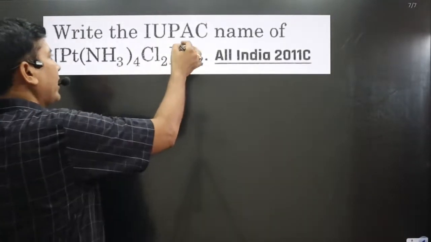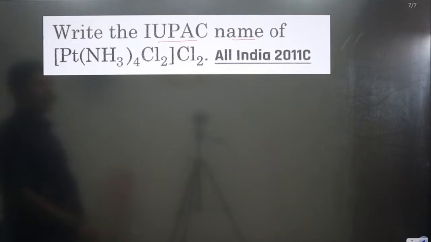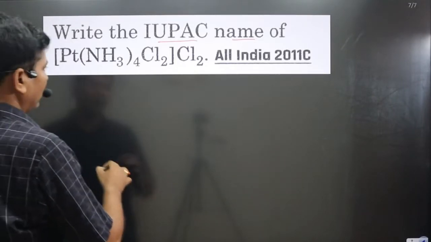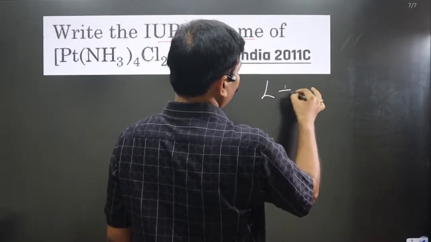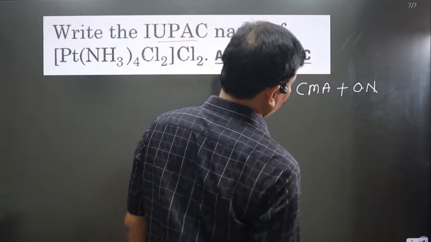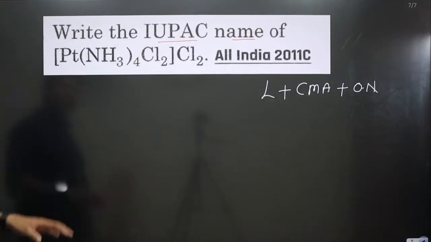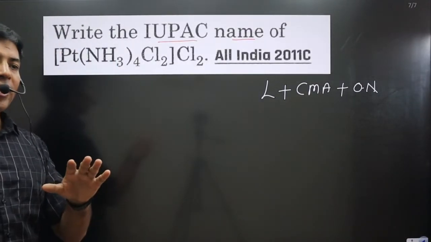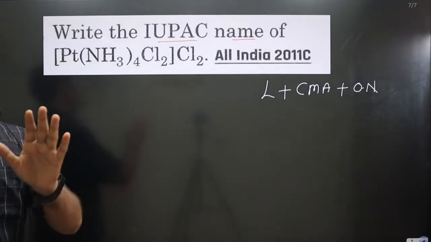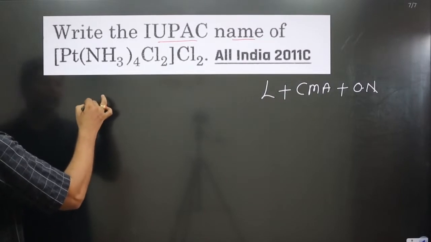The question says write the IUPAC name of the following complex. Okay, to name the complex we follow the order. We have the ligand, then we write the central metal atom, then we write the oxidation number of the central metal atom in Roman numbers. Before naming the complex, always identify if the central metal atom is present in the cationic complex or in the anionic complex. Okay, we have the complex, platinum is there.